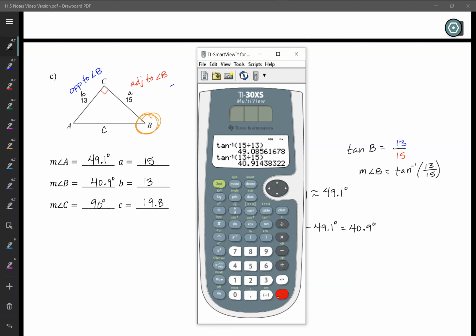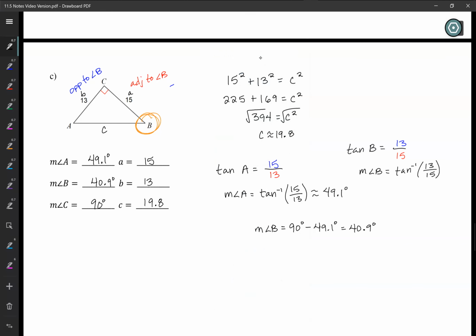So you have choices. You could do both of them with inverse tangent. You could do one of them with inverse tangent and subtract from 90. You could have gotten angle A first. You could have gotten angle B first. Doesn't matter. You've got options here.